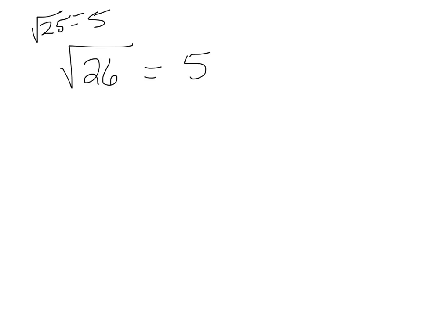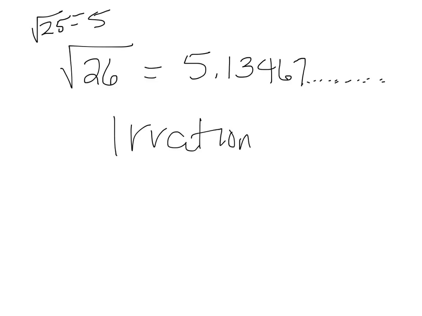Well, the irrational numbers pop up when we start to take the square root of numbers that aren't perfect squares. The square root of 26. Well, I know that the square root of 25 is 5, right? And so that means that the square root of 26 is probably 5.134767, and I'm just making up numbers because they're never going to stop, they're never going to end. This, my friends, is an irrational number.